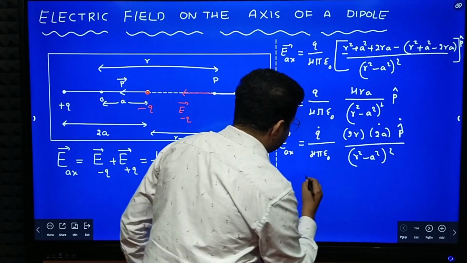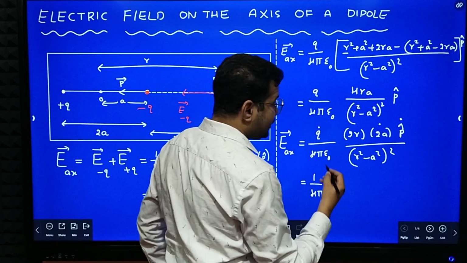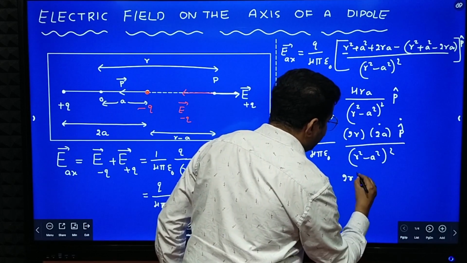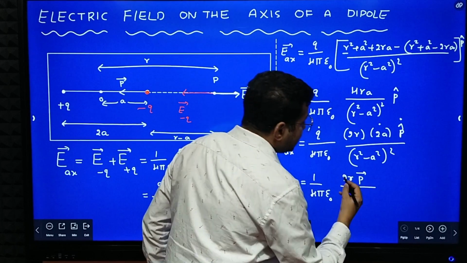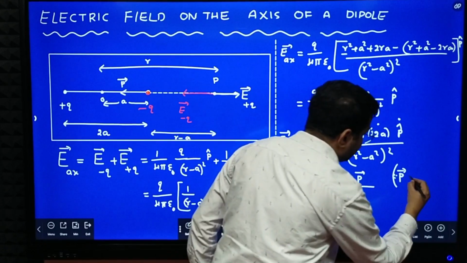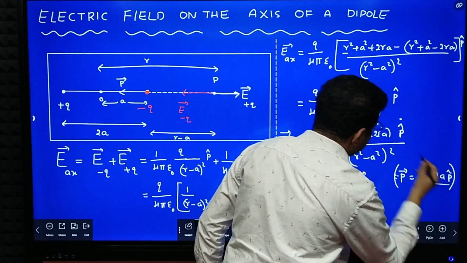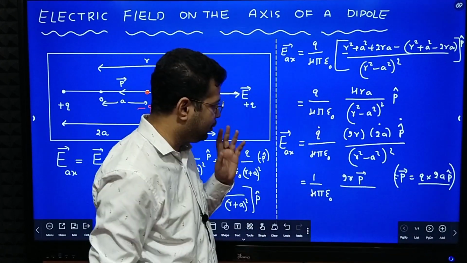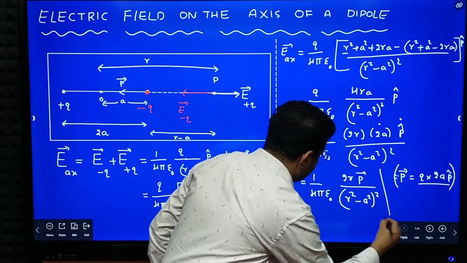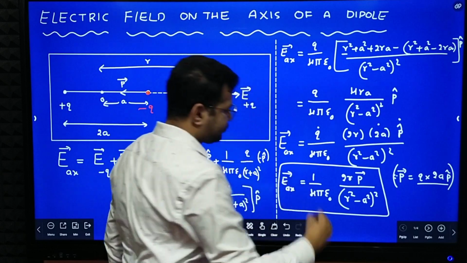So this can be replaced by, see, I can write this as 1 by 4 pi epsilon naught into 2r into vector p, electric dipole moment. Okay. Why? Because electric dipole moment is equal to q into 2a into p cap. Therefore, I have replaced these three terms by vector p, electric dipole moment, divided by (r square minus a square) whole square. This is the equation for axial electric field due to an electric dipole. Okay, this is the equation.